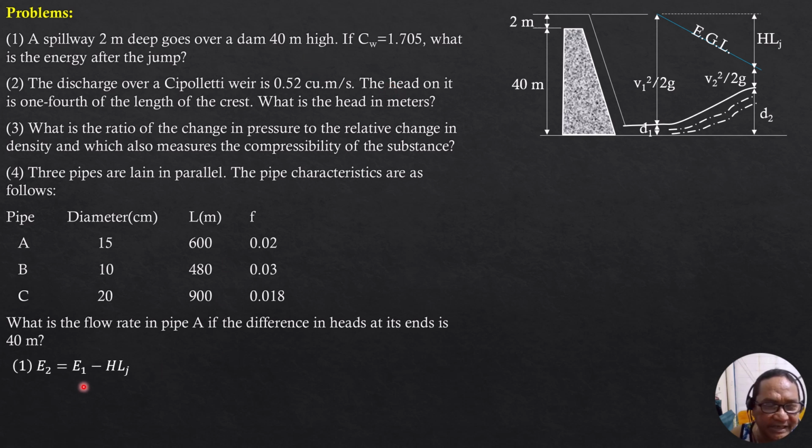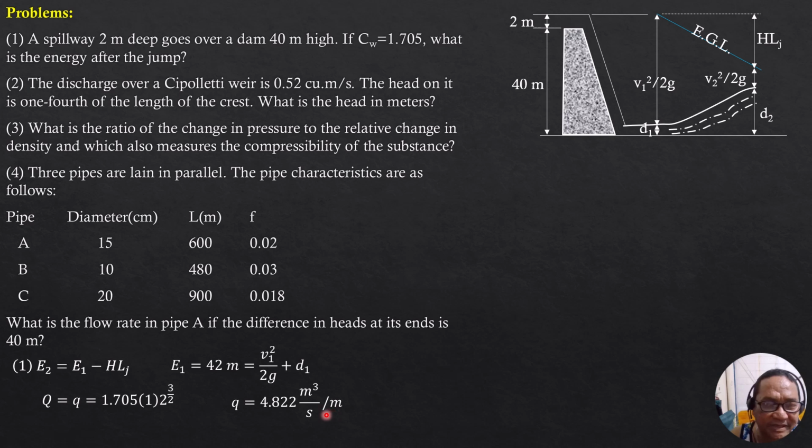So E2 is E1 minus head loss in the jump. The head loss in the jump is simply quantity depth 2 minus depth 1 cubed over 4 times depth 1 depth 2. So first let's have Q. E1 is 42 and it is V1 squared over 2g plus D1. To relate V1 and D1, we must compute Q first from the weir formula, 1.705 C sub W times length of crest, which is taken as 1, times head, which is 2, to the 3/2. Solving for Q, it is 4.822 cubic meters per second per meter.